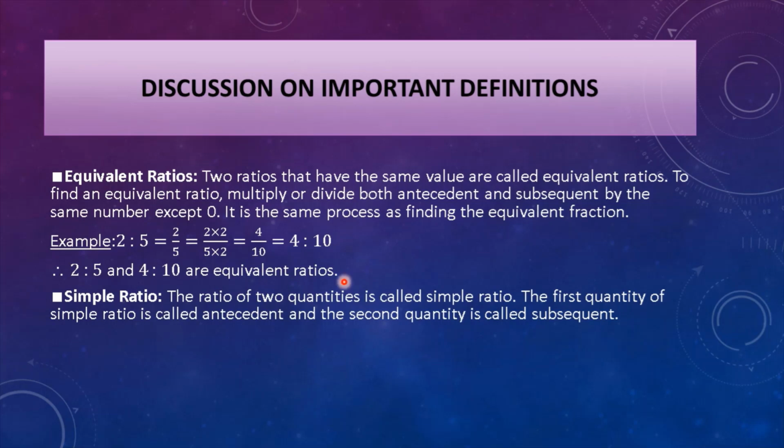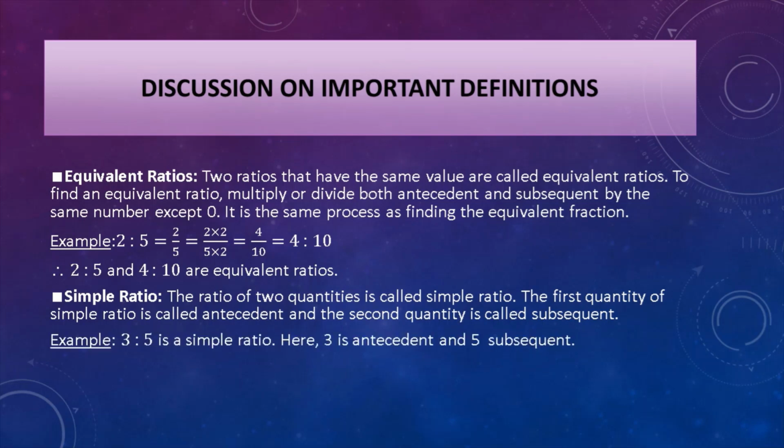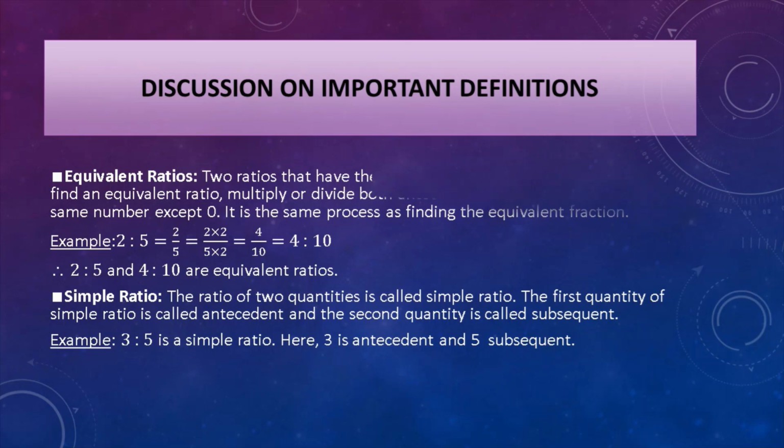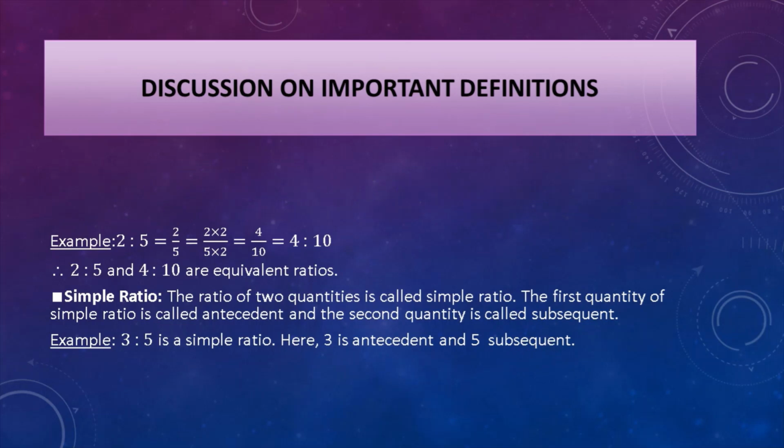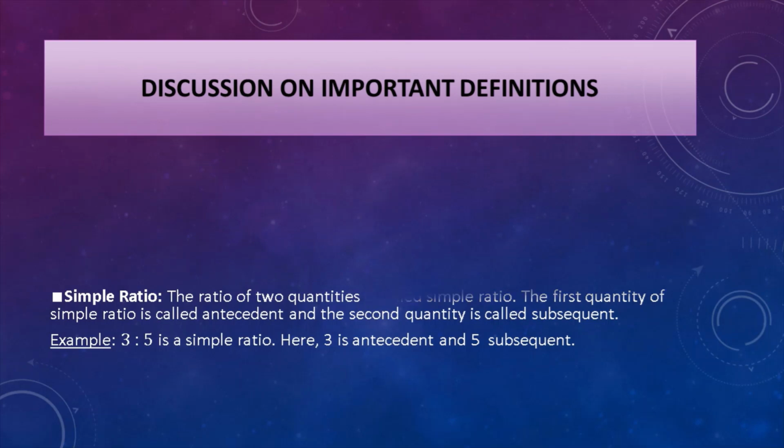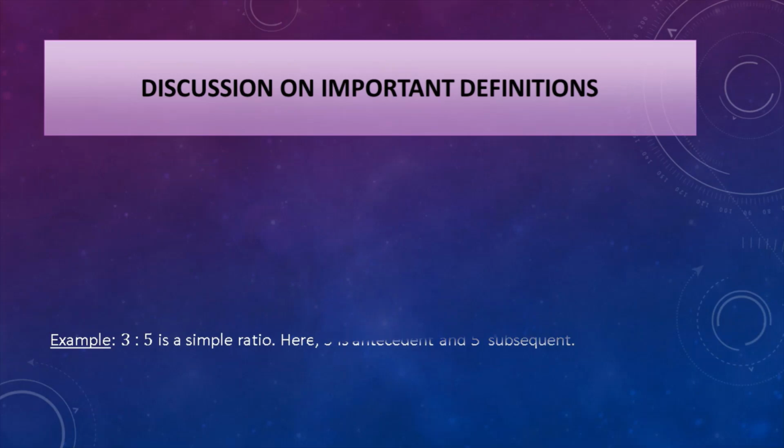Simple ratio. The ratio of two quantities is called simple ratio. The first quantity of simple ratio is called antecedent, and the second quantity is called subsequent, my dear students. So let us see an example. 3:5 is a simple ratio. Here 3 is the antecedent and 5 is the subsequent. So that is the equivalent ratio example, and this is the simple ratio, and you can see the example. 3 is the antecedent and 5 is the subsequent.